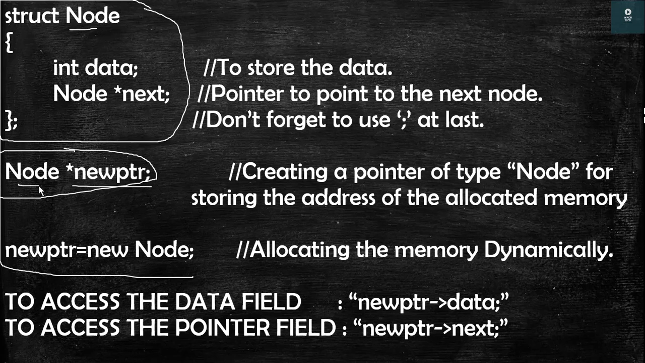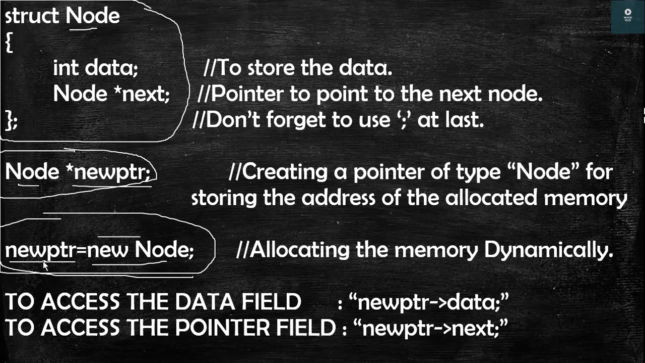After this we have to allocate the memory using the new operator. You can see here the memory is allocated using the new operator and the address returned by the operator is stored inside this newPtr. So newPtr has the address of the newly allocated memory. Now this structure is the structure of the node, that is, our node is like this. The node has two parts.